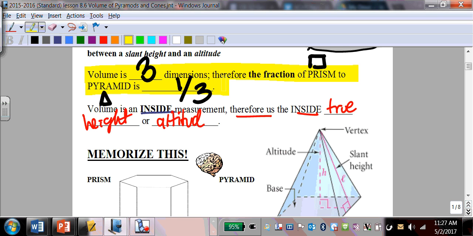Okay, put your pencils down. If you're a cheerleader, I am so excited. The fraction from a prism to pyramid is 1/3. Yes, you're so joining me right now. Ready? Watch the hands. Go with me. Volume is 3 dimensions. Therefore, the fraction from a prism to a pyramid is 1/3.